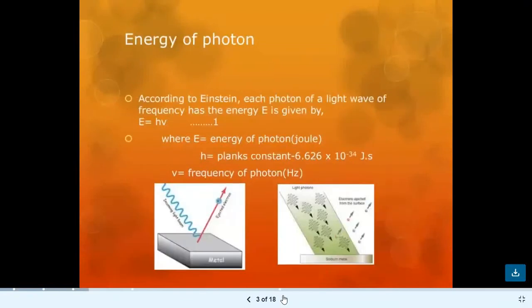What is the energy of a photon? According to Einstein, the energy of each photon of a light wave of frequency mu is given as E equals h mu, where h is the Planck constant having the value 6.6 times 10 to the power minus 34, and mu is the frequency of the photon.